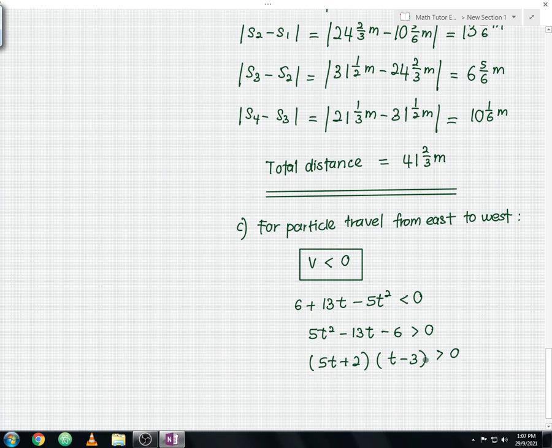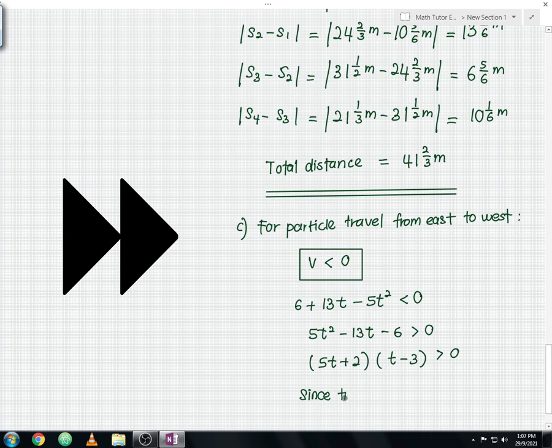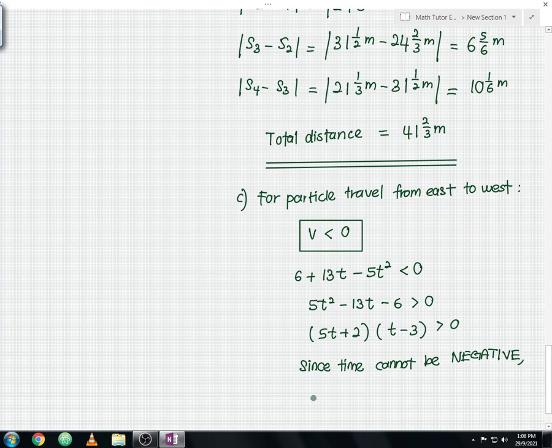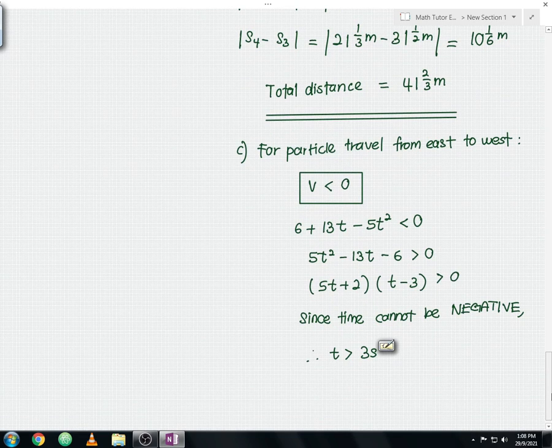Okay, one thing you need to know, the time cannot be a negative value. Since the time cannot be a negative value, you can only have one possible answer where your t can only be equals to 3, whereas your t cannot be equals to negative 2 over 5. So let me write the full statement here. So from here, your time will be more than 3 seconds. So this is your answer for the question part C. So let me underline the solution.